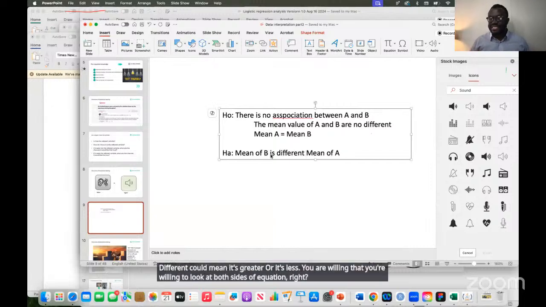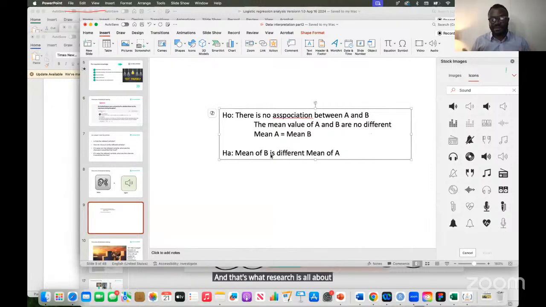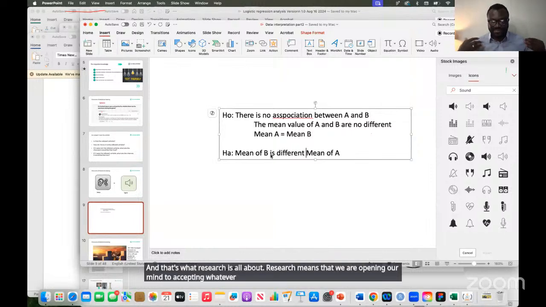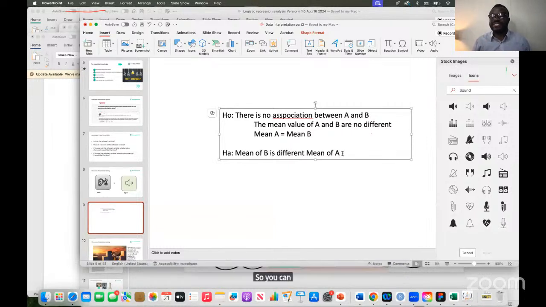And that's what research is all about. Research means that we are opening our mind to accepting whatever comes from the data, right? We will just follow the path and see what comes out. So you can frame this in a million ways, and it still makes it right.